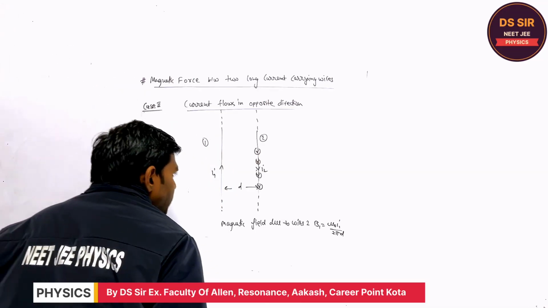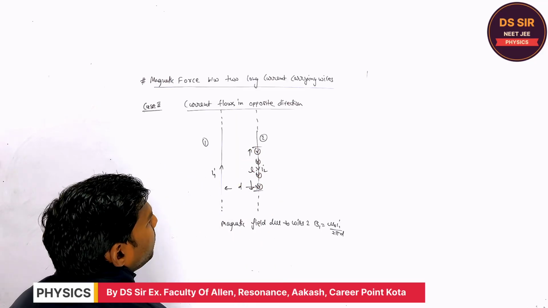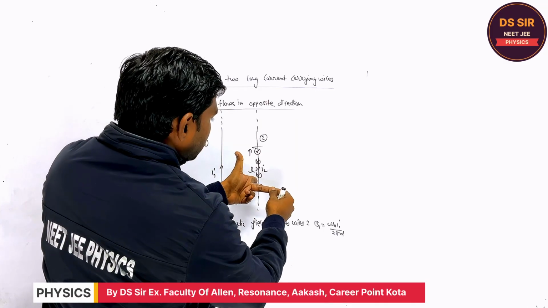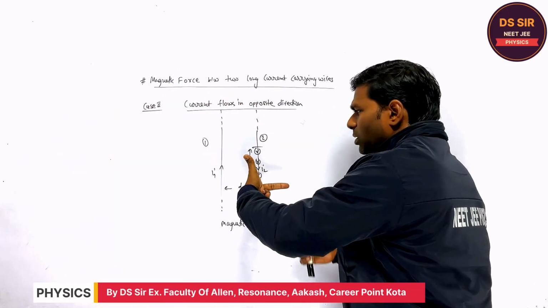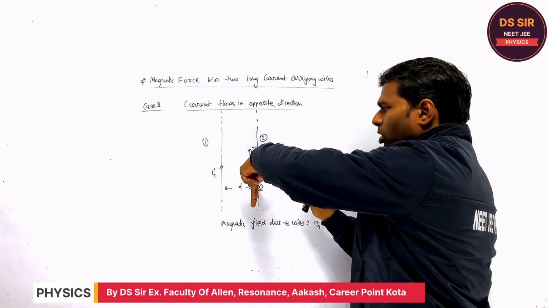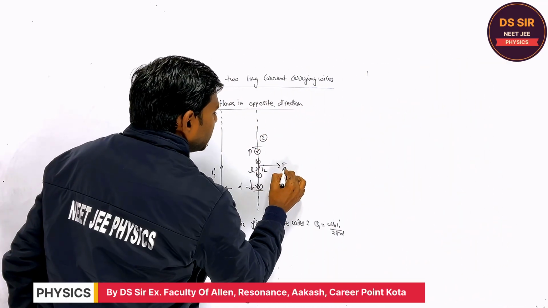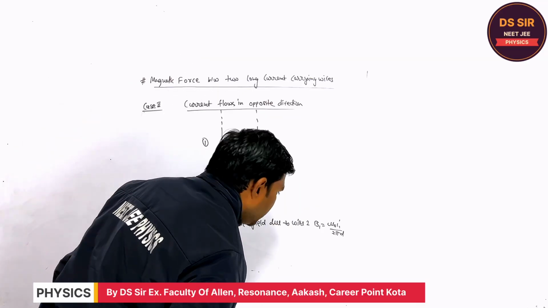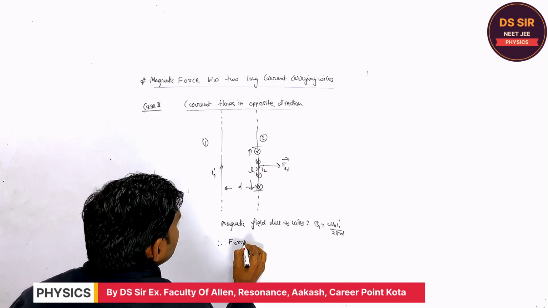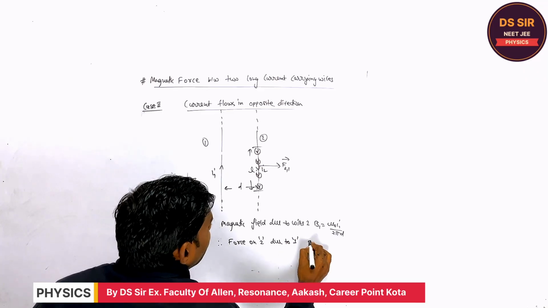Now if you consider the length L, the magnetic field is into the board, because of this wire, with current direction in this direction. So what is the direction of magnetic force? Away, to the right side. Force on 2 due to 1. If you consider the length L portion, therefore force on 2 due to 1 is equal to what?